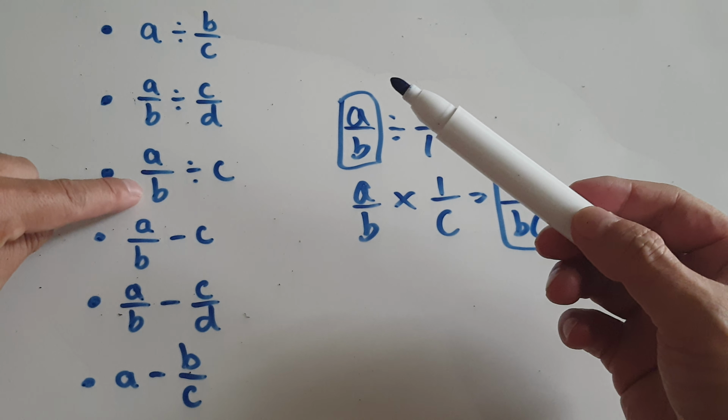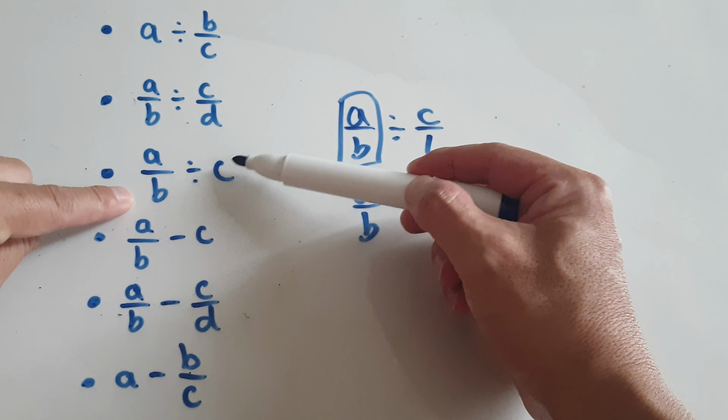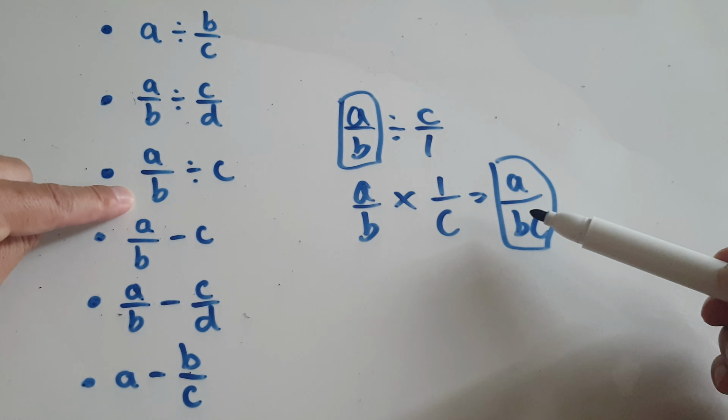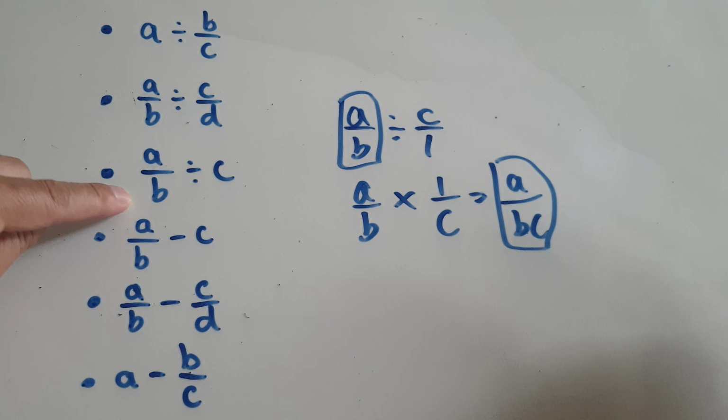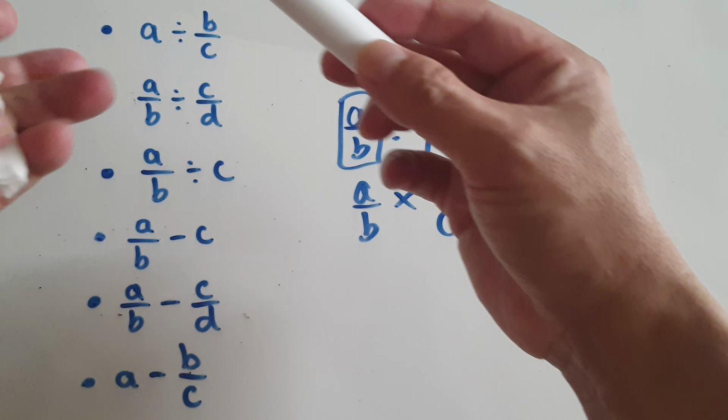But the thing is, when you see this, a fraction, you divide a fraction, it gets multiplied to the bottom. So it becomes bc at the bottom. Well, anyway, this is the answer to the third one.